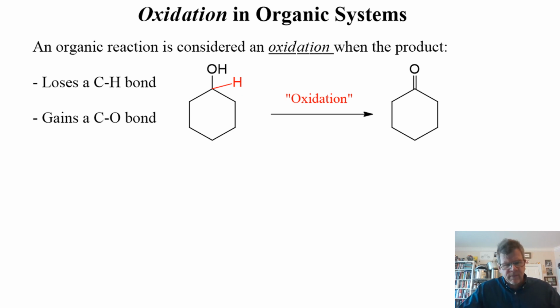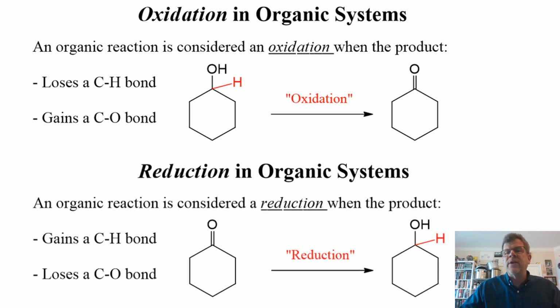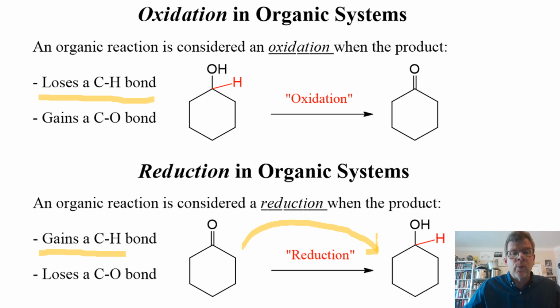Now, speaking of reverse reactions, the reverse of an oxidation is known as a reduction in an organic system. So they're a simple reversal of each other. In this reaction sequence you see on the bottom here, I've simply taken the product from the previous reaction and made it the reactant, and the reactant from the previous reaction and made it the product. And this sequence, where we're going from this reactant to this product, would now be known as a reduction. Why? Well, if we think of a reduction as the simple opposite of an oxidation in an organic system, whereas in an oxidation we lose a CH bond, in a reduction we gain a CH bond. And whereas in an oxidation we gain a CO bond, in a reduction we lose a carbon-oxygen bond.